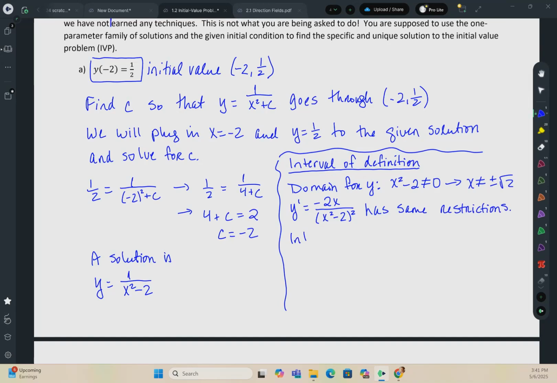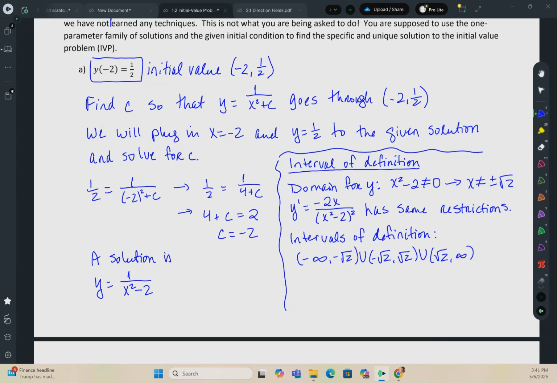So the intervals of definition are all the values that are not equal to plus or minus square root of 2. So they're going to be from minus infinity to the negative square root of 2, union the negative square root of 2 to the positive square root of 2, union square root of 2 to infinity, with all parentheses on everything. And so we're supposed to figure out which one of these is the one, okay?